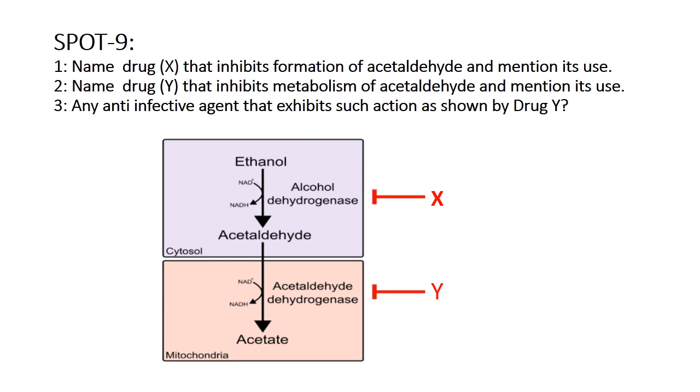Spot 9 is: name drug X that inhibits formation of acetaldehyde and mention its use. Also name one drug that inhibits metabolism of acetaldehyde and mention its use. Any anti-infective agent that exhibits such action is shown by drug Y. Now there are two drugs which will inhibit these steps.